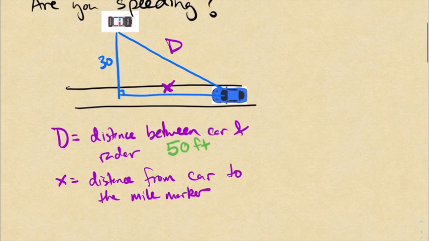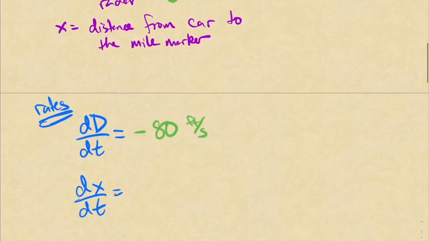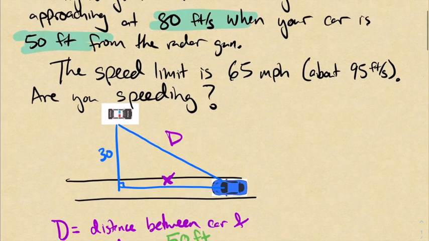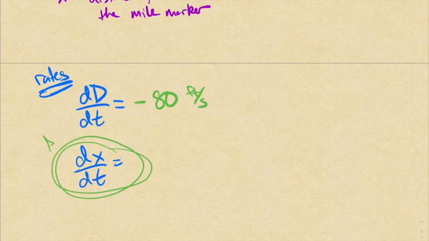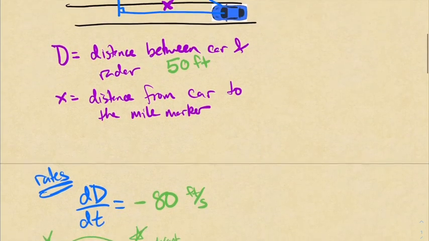We're not given x, and we're not given dx/dt. In fact, the question, are you speeding, is really a question about the change in x. We want to know how quickly this is shrinking. So in fact, this is our answer. We want this. So how do we do it?